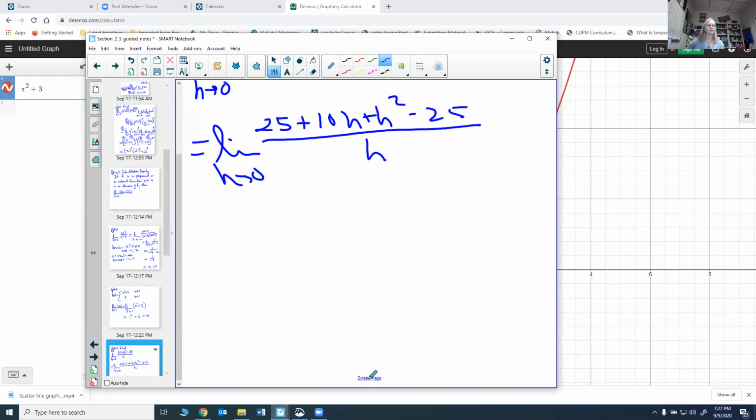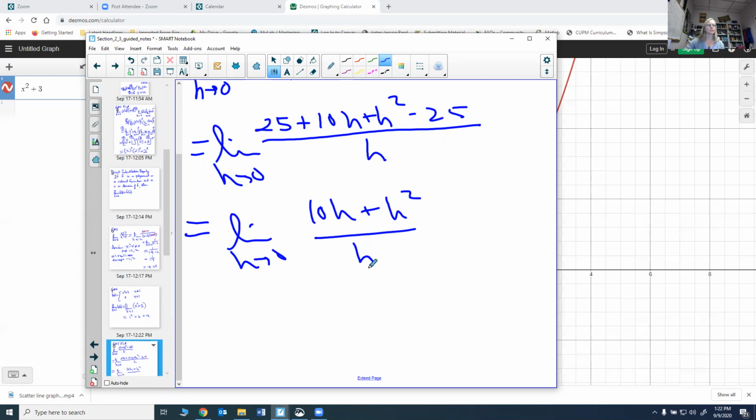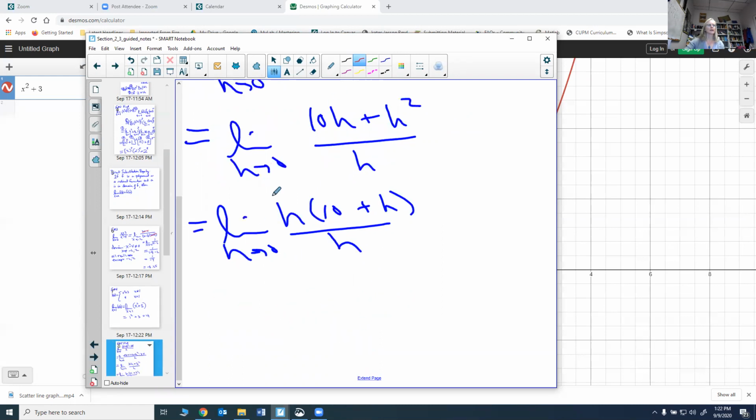Now we're going to go ahead and collect like terms. The limit as h goes to 0 of 10h plus h squared all over h. So now what I notice is there's an h common to both terms in the top. So the limit as h goes to 0 of h times 10 plus h all over h when I factor that out. And when I factor that out, I notice, hey, my h's can cancel. So I get the limit as h goes to 0 of 10 plus h.